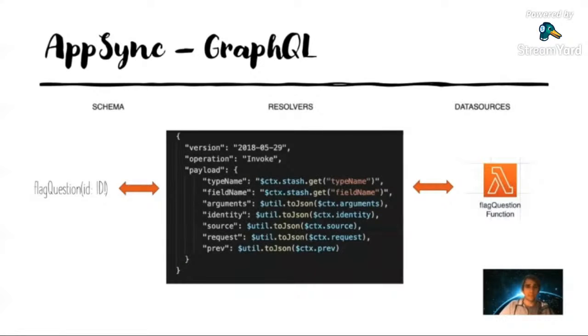Here you see the same thing for a Lambda function. I want to flag a question, so I just want to pass along the payload towards the Lambda function that I am invoking. We can get deeper into this, but we're not going to right now. We're saying which field we're resolving, and on which type we are resolving this field. We're passing that information towards our Lambda function, which will do the work for us and return the updated question to us.